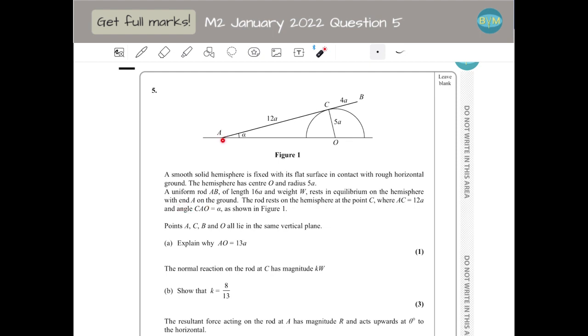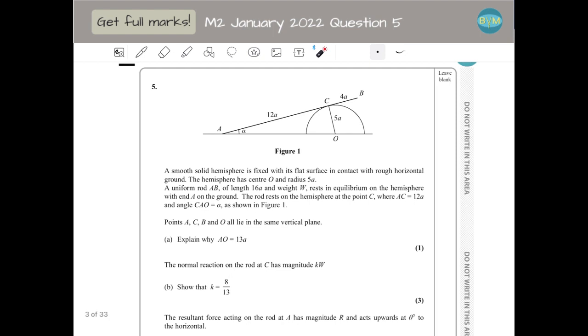A is on the ground, so this is on the ground, and they give us the distances. Angle CAO is alpha here, and they ask to explain why AO is 13a. This is not even a mechanics question, I would say. You have a line that is tangent to a circle, and you know that the angle between the tangent and the radius at that point is 90 degrees. So this angle here, they don't say, but it's 90 degrees. If it's 90 degrees, we can apply Pythagoras. With 12a and 5a, this AO is 13a.